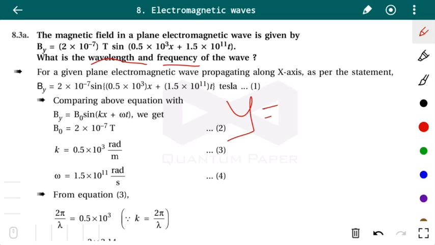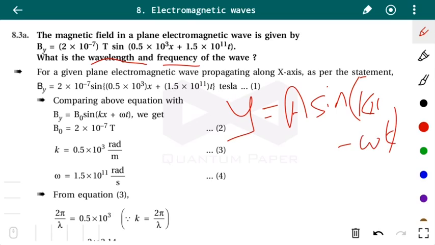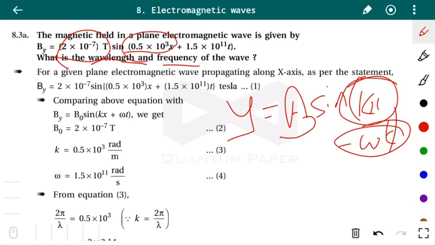We know the general equation for a wave, that is E sine (kx minus omega t). From this equation, when we compare, here E stands for the amplitude, so this part is the amplitude. After the sine function we have kx plus or minus omega t. So here we have this term as kx. We already have x, so this value denotes k, that is the wave vector, plus 1.5 into 10 raised to 11 into t. So here omega is 1.5 into 10 raised to 11.